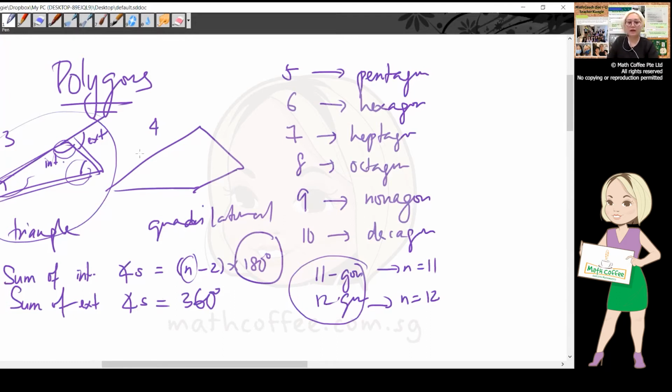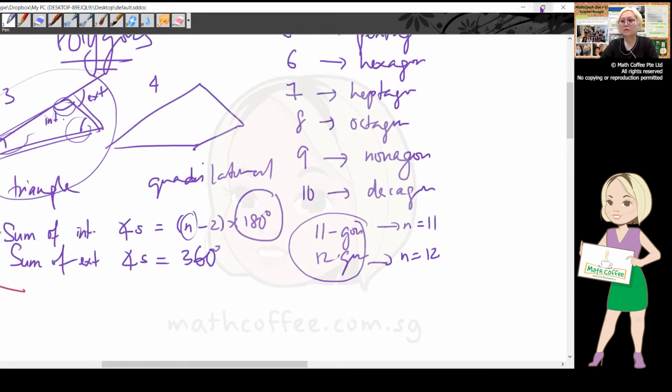So let's take a look at the triangle. If my triangle, I apply this formula. Beyond this one here, I cannot. Okay, give me a moment.